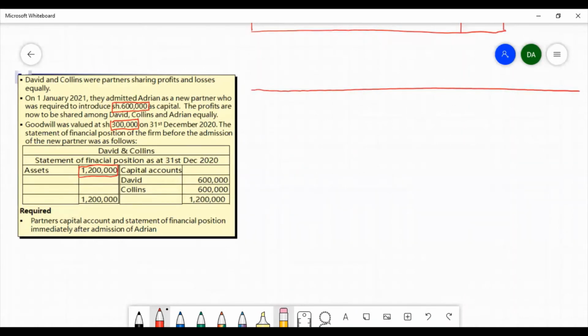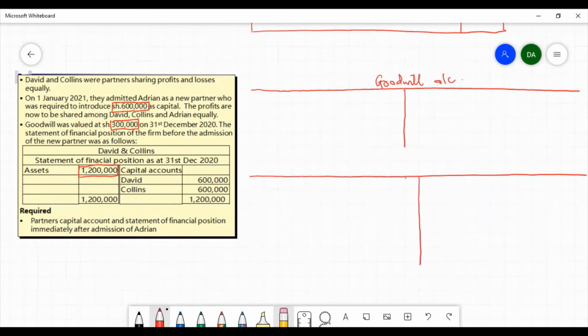So let us show the goodwill account and show what happens in it and how it is being written off. As I've said, some books avoid preparation of goodwill account in such a situation. They just go ahead and prepare the partner's capital account without preparing goodwill account. But for purposes of learning, I would like to show you goodwill account and how it is then treated after it has been opened, or how it is written off after goodwill account has been opened.